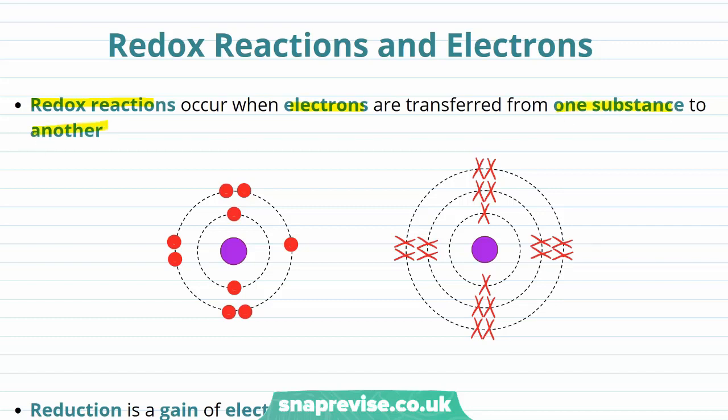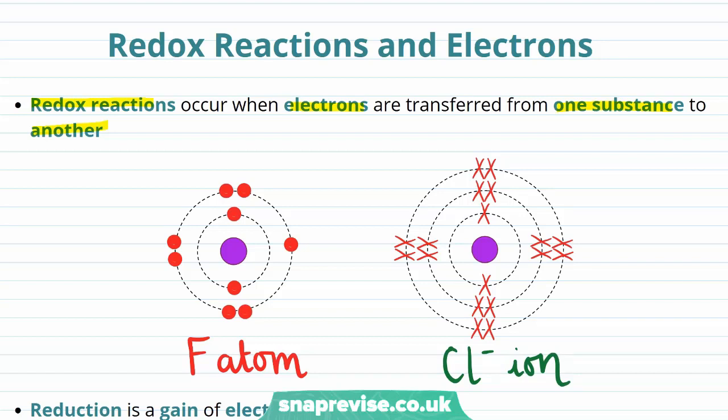For example, on the left-hand side of this diagram, we have a fluorine atom, showing its 9 electrons with 2 in the inner shell and 7 in the outer shell. On the right-hand side, we have a diagram that could be an atom of argon, but in this case represents a Cl- chloride ion, where the ion has an overall negative charge because it has one more electron than proton.